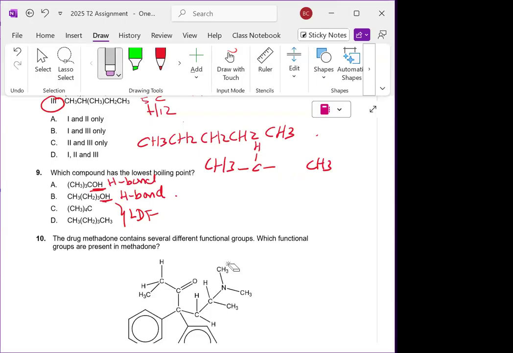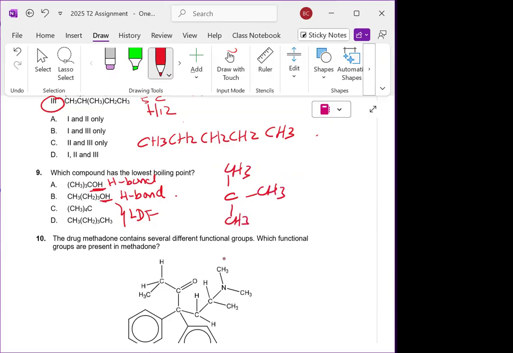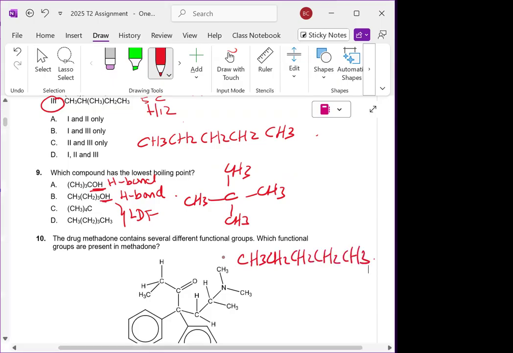So let's sketch out the structure. The first one is CH3, CH3, CH3, CH3. That is for C. Whereas for D, it's a straight chain. CH3, CH2, CH2, CH2, CH3. So branching lowers the boiling point. So answer is C. Okay.